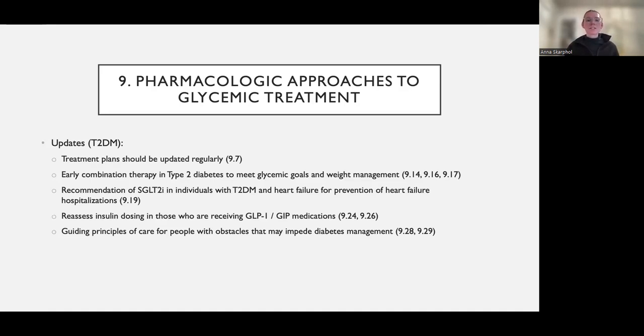They talk about those specific guidelines for SGLT2Is in heart failure to prevent hospitalizations, reassessing insulin dosing and really moving away from using too much insulin, especially if you start a patient on a GLP-1, as that can obviously lower their blood glucose. Yeah, so those are some important recommendations that they make that were new this year.